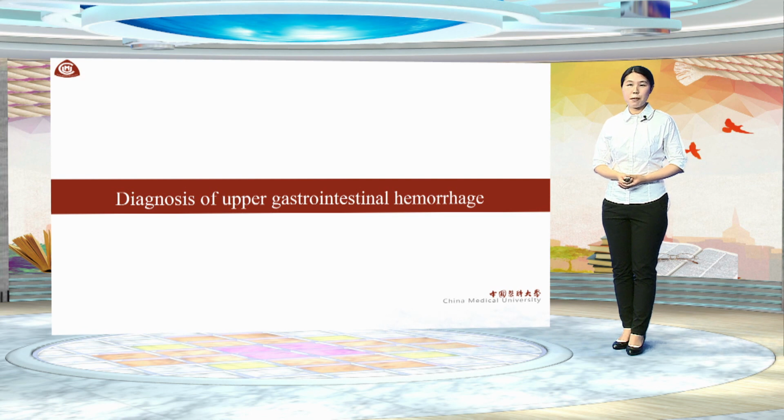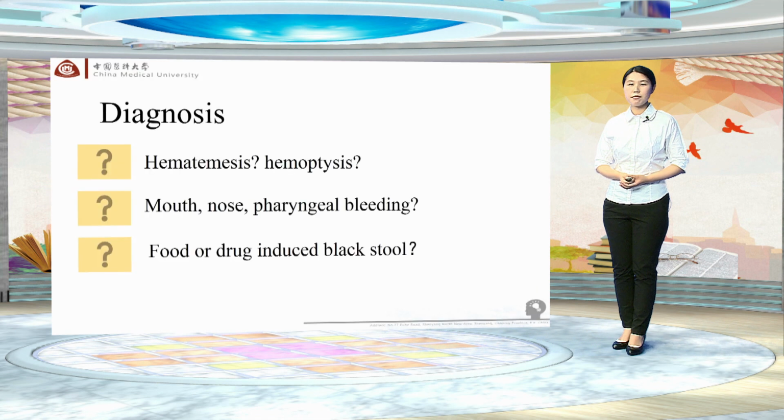Okay, let's see the next part about the diagnosis of UGH. Before we make the diagnosis, we should make sure of several questions. The first question is whether it is hematemesis or hemoptysis. The patient may vomit bleeding-like substance from the mouth. We should figure out whether the blood is flowing from the digestive tract.